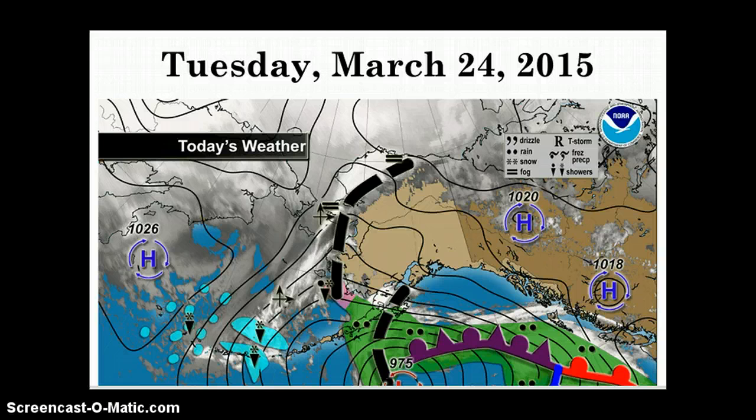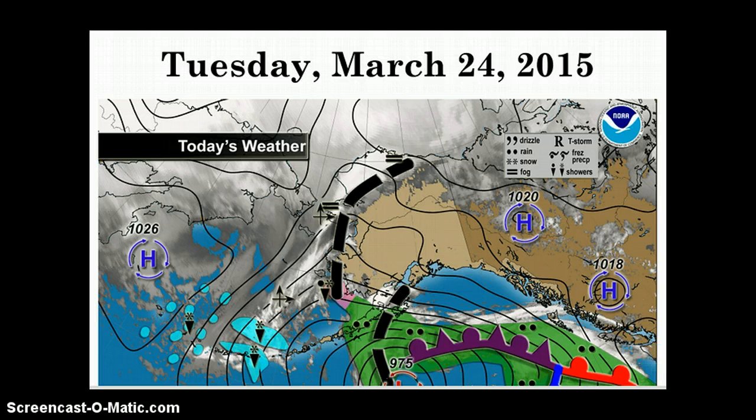On Tuesday, March 24th, you can see that we have a couple of high-pressure systems over here. And then we have some snow over in the sea to the left, southwest of Alaska. Over here at the bottom, you can see a low pressure system moving up. And we have some rain in the Gulf of Alaska over here.